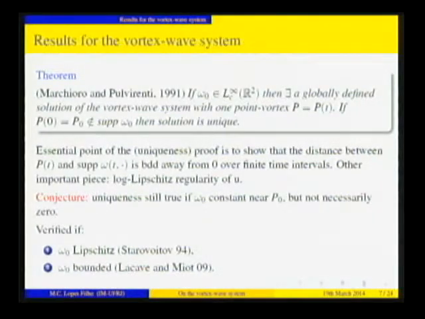But this took a while to do. The first result in that direction was due to Starovoitov in '94, and he had to assume the initial vorticity was L-infinity. Going all the way to the thing that Marchioro and Pulvirenti asked had to wait for Lacave and Miot in 2009. And this is when we started getting interested in the story, with this paper by Lacave and Miot. Some techniques were developed in these 15 years that allow you to make this improvement. Okay, so the original question turned out to be quite a bit more subtle than I think Marchioro and Pulvirenti expected.